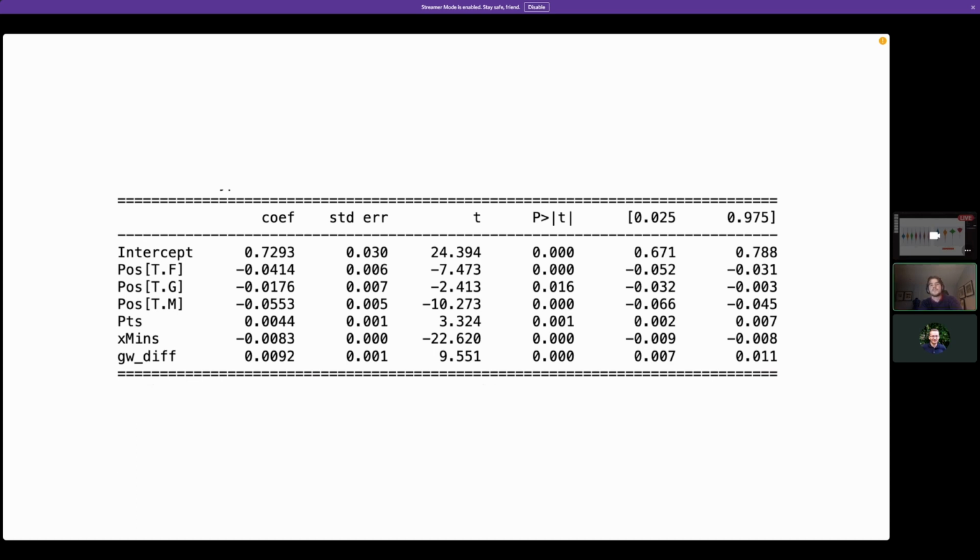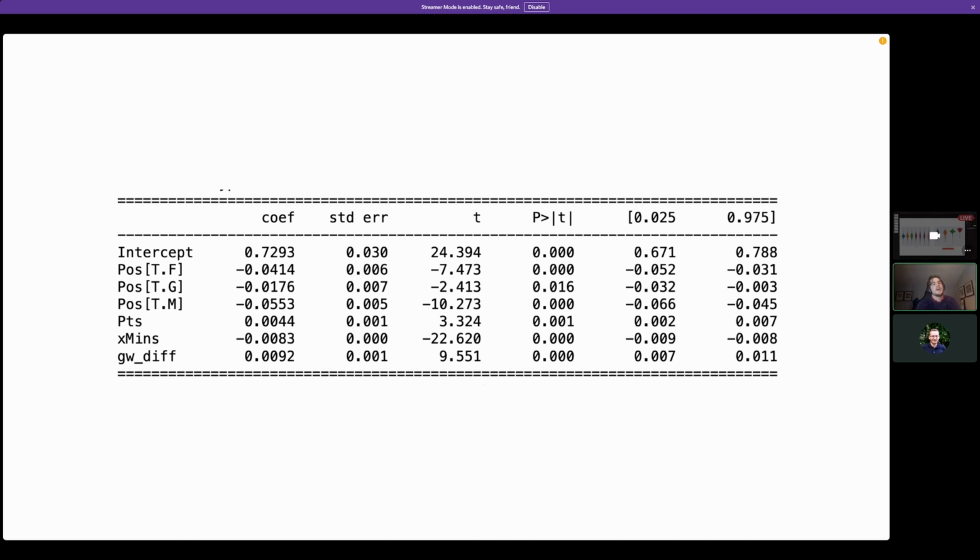And this comes up with some interesting results if we do this. The first thing that we see is, as we would expect, the coefficient for X-mins is negative, which means that the higher the X-mins are, the lower the general amount of uncertainty is. The coefficient for points is positive, so the higher the points are, the more uncertainty there is.